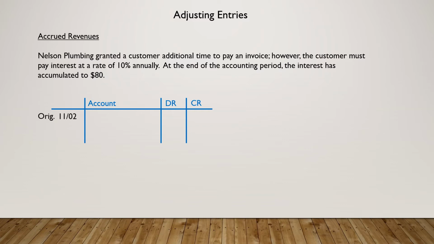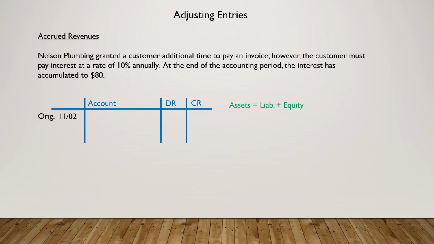Accrued revenues. Nelson Plumbing granted a customer additional time to pay an invoice. However, the customer must pay interest at a rate of 10% annually. At the end of the accounting period, the interest has accumulated to $80. This will be short and sweet.